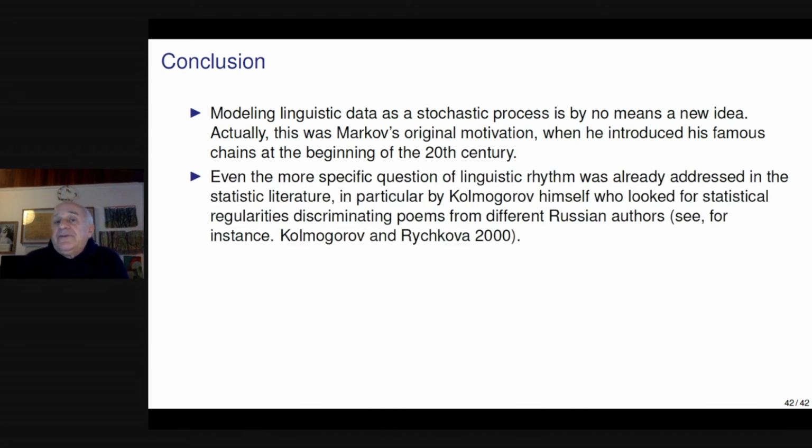Kolmogorov himself was interested in this. And there is this paper by Kolmogorov and Ryzhkov, which was reedited in 2000, which shows Kolmogorov doing this kind of analysis. But of course, neither Markov nor Kolmogorov had the idea of using context tree models. This is something original of our paper.